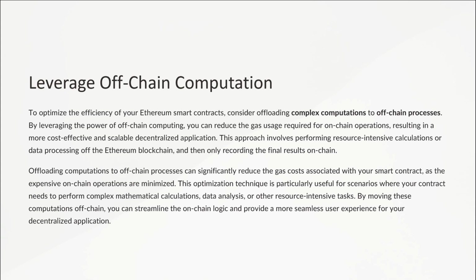Leverage off-chain computation. To optimize the efficiency of your Ethereum smart contracts, consider offloading complex computations to off-chain processes. By this, you can reduce the gas usage required for on-chain operations, resulting in a more cost-effective and scalable dApp. This technique is particularly useful for scenarios where your contract needs to perform complex mathematical calculations, data analysis, or other resource-intensive tasks. By moving these computations off-chain, you can provide a more seamless user experience.